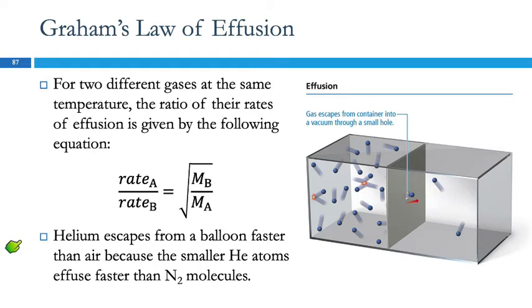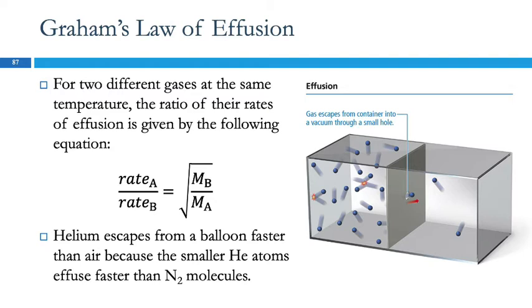So we see this in balloons. If you have two balloons, same kind of balloon, one's filled with helium and the other one's filled with air, the helium balloon is going to get small faster than the air balloon. Presumably, if you're filling them up to the same size, you've got the same pressure, same number of particles inside.